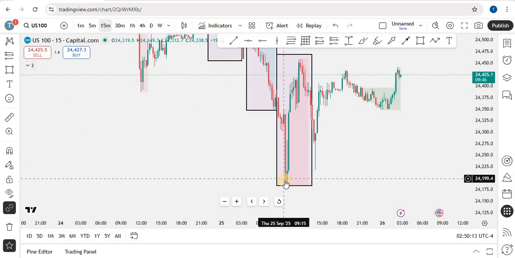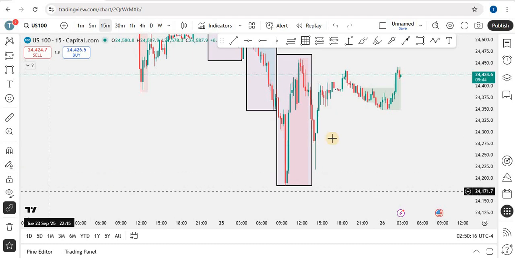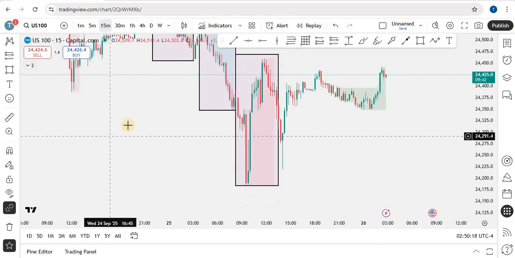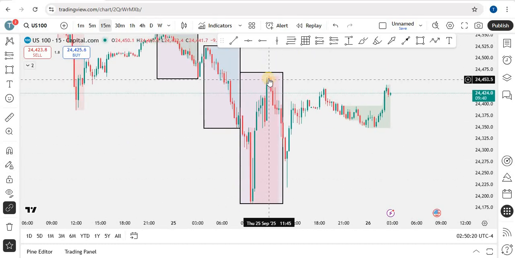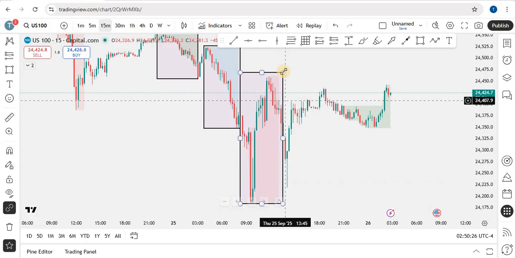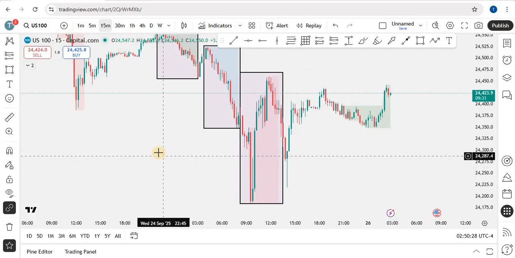Came to the key area. Here is the 4-hour order block. Because I took the trade here, and also here is the 1-hour FVG where I took the sell trade, also buy trade and sell trade also. So one scenario, many scenarios, maybe you don't understand, but you have to back test.